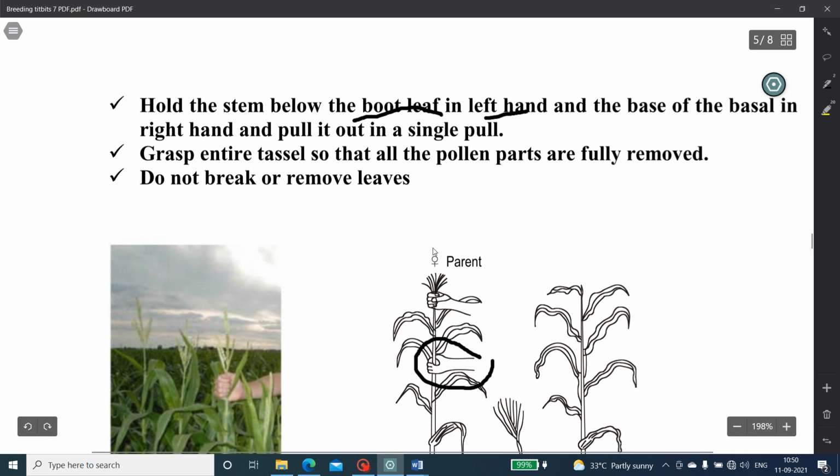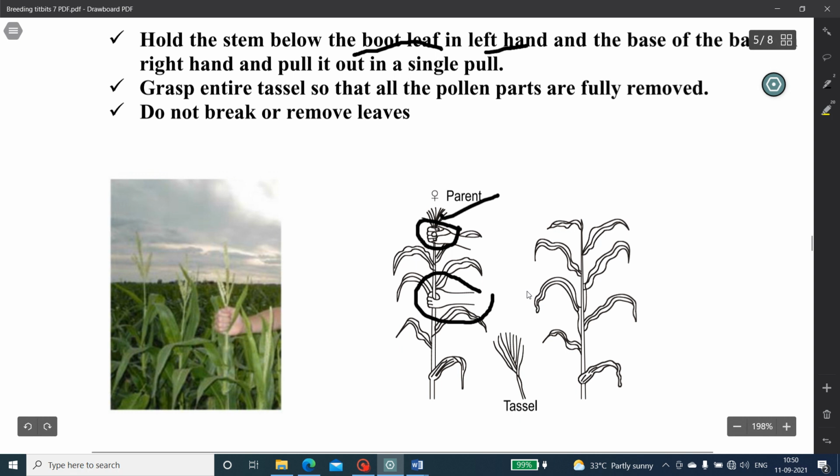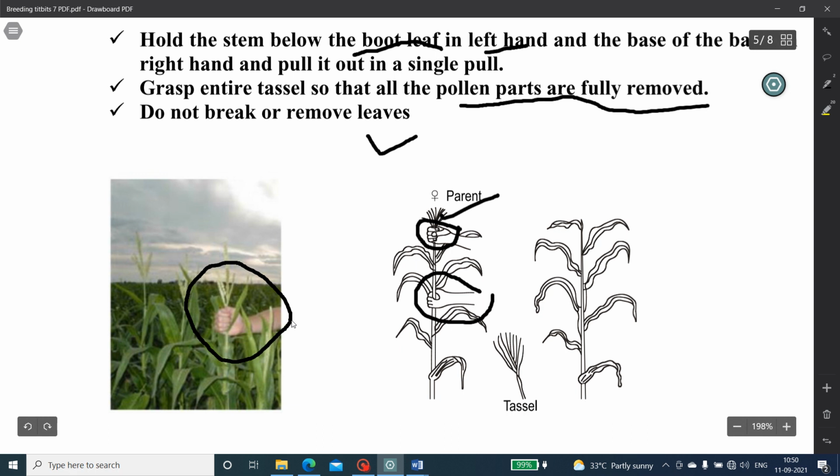This is the tassel, and by using the right hand you have to hold the base of the tassel and pull it out in a single pull, and there should not be any leftover. Grasp the entire tassel so that the pollen parts are fully removed. Do not break or remove the leaves, and the detasseling technique is also explained in this photograph.